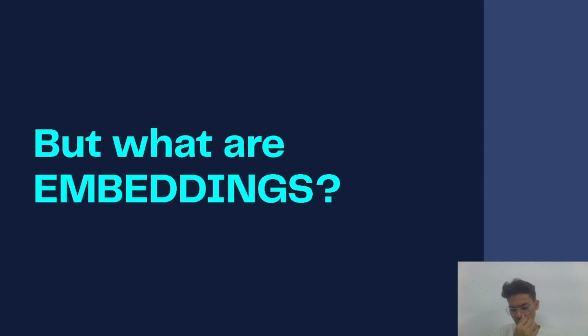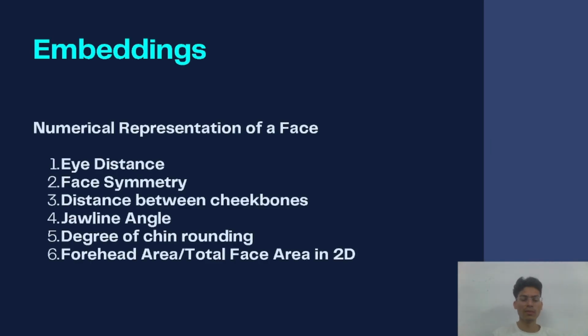As an example of embeddings, we can talk about the eye distance. So basically let me tell you about the core idea of embeddings. The core idea of embeddings is to get some information about those features of your face which are not going to change.